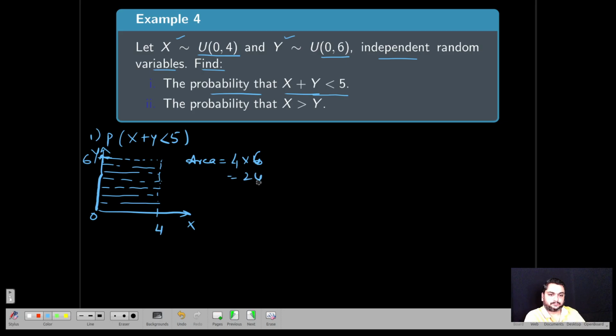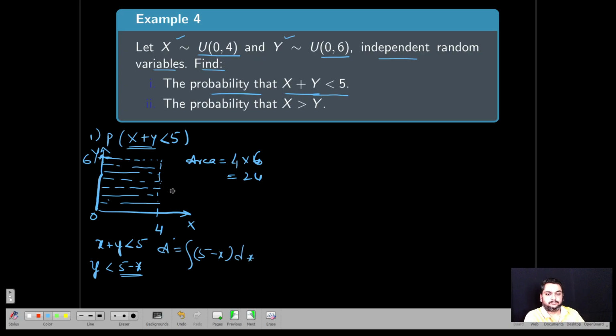So 24. Now, this is the line x plus y less than 5. That is what you have to find the area of. What is the probability of this? Out of this entire area, these 24 units, what is this area? That will be the numerator. Let's say x plus y less than 5. You can write it as y is less than 5 minus x. So what is the area bounded by this? I can write the area as the integration of 5 minus x dx.